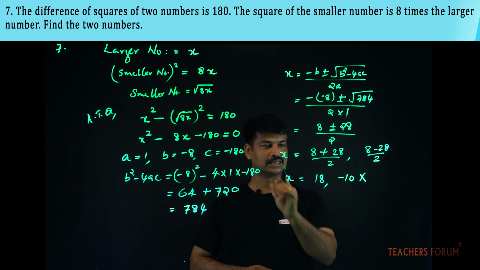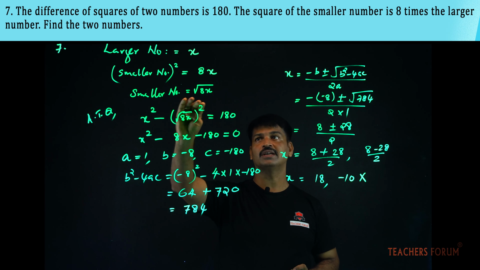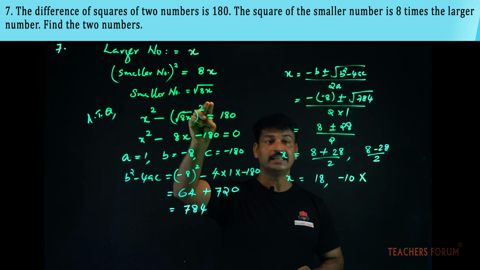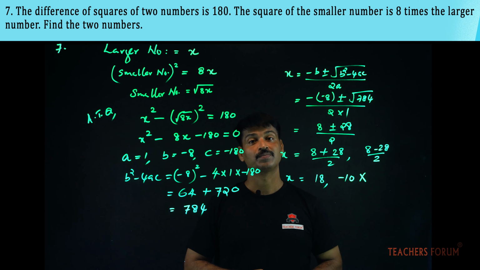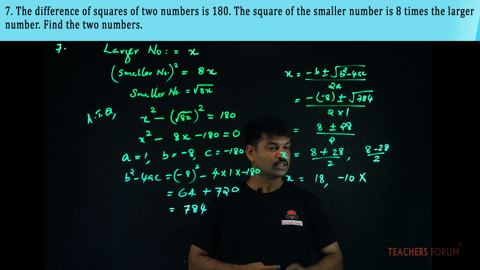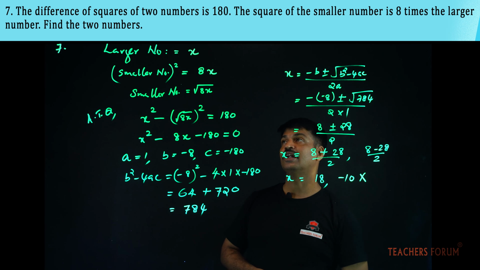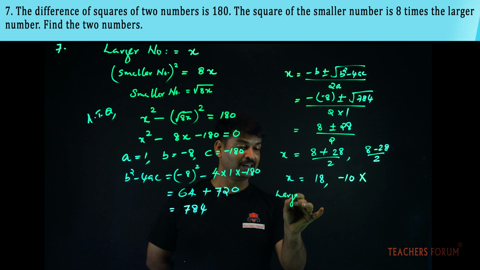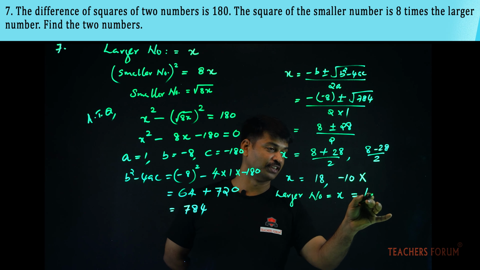You understood why it is? If x is minus 10, the smaller number will be root of 8x. In the place of x, if you substitute minus 10, it becomes root of minus 80. That's not possible. We cannot find it. So we cannot consider minus 10 as the value of x. Now, can you tell me the value of x, the larger number? Therefore, the larger number x equals 18.